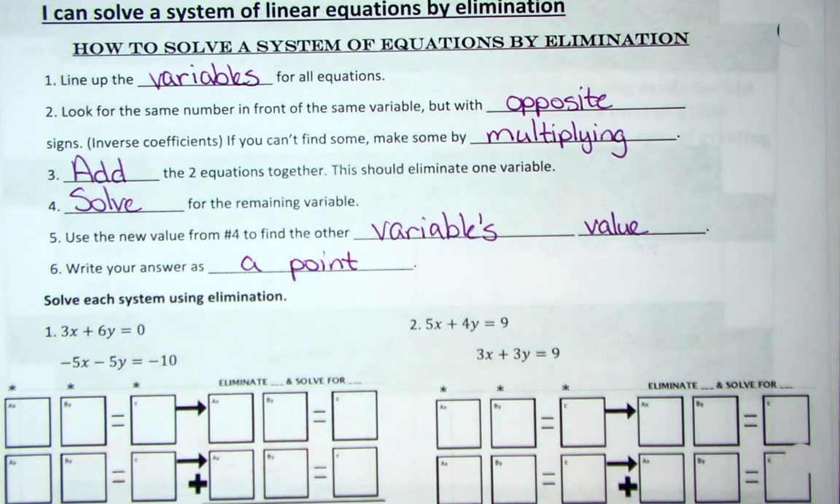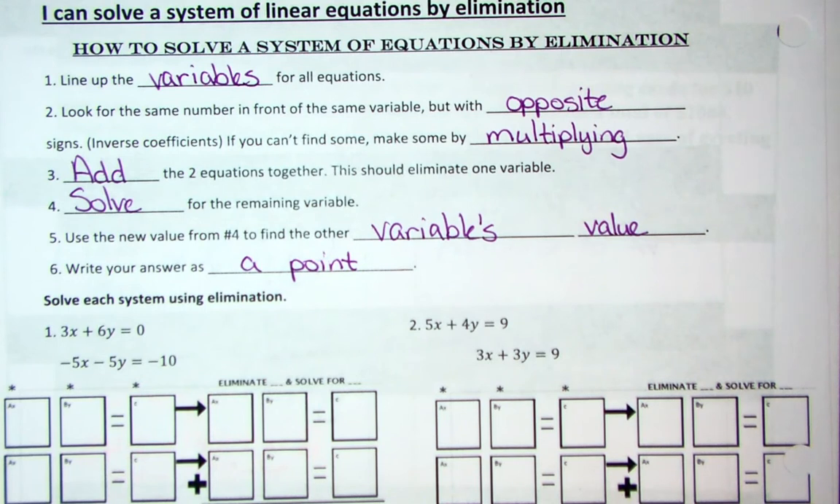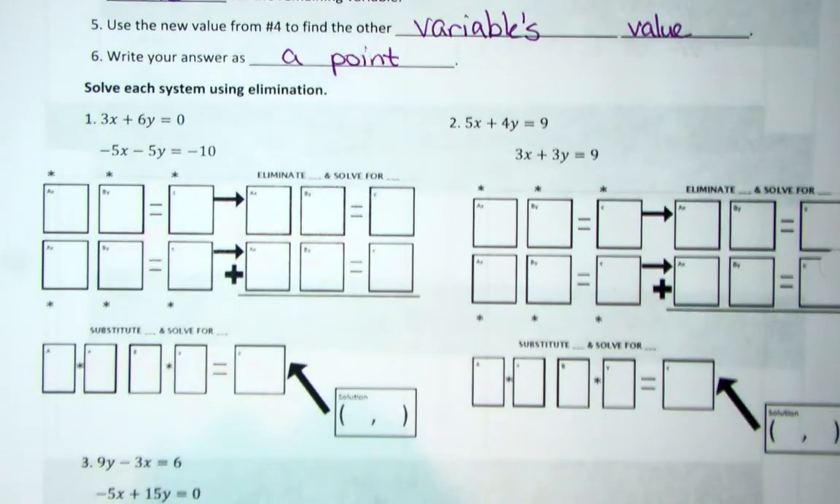Once you've found your inverse coefficients, you're going to add the two equations together, which would eliminate the variable that had the inverse coefficients, and then solve for the remaining variable. Use that value to find the other variable's value, and then of course write your answer as a point. Let's go ahead and see that in action.